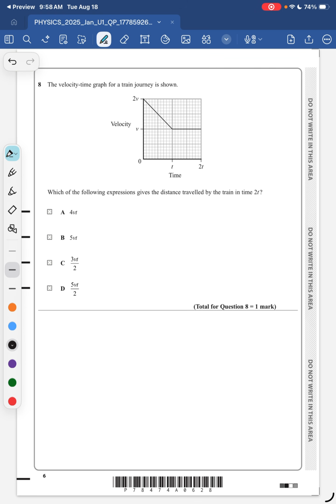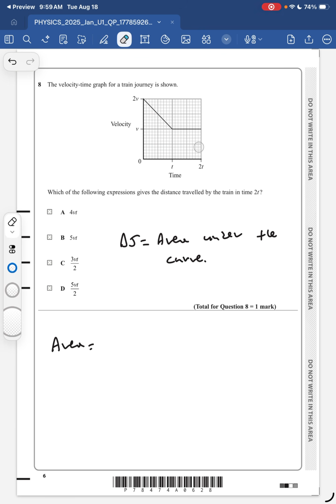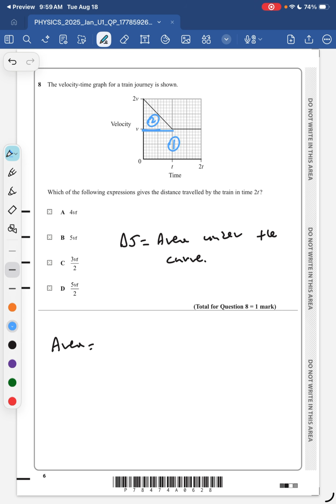Okay, question 8. The velocity-time graph for a train journey is shown. Which of the following expressions gives the distance traveled by the train in time 3t? So delta S is going to be the area under the curve. So it's going to be this area. We can split this into two. Let me erase this actually. We can split it into this rectangle 1 and this triangle number 2.